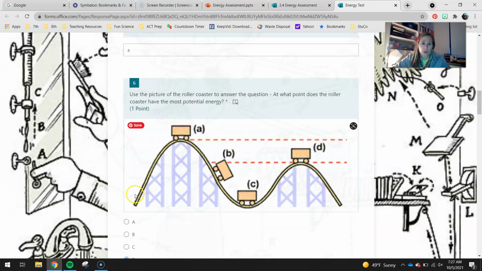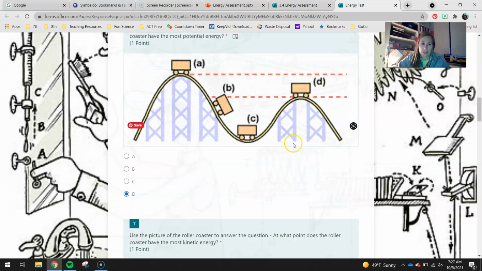And then you have this little picture of the roller coaster. Here's A, B, C, D. These are different positions of that little roller coaster on the track. So use the picture of the roller coaster to explain the question. At what point does the roller coaster have the most potential energy? So you're going to choose either A, B, C, or D.